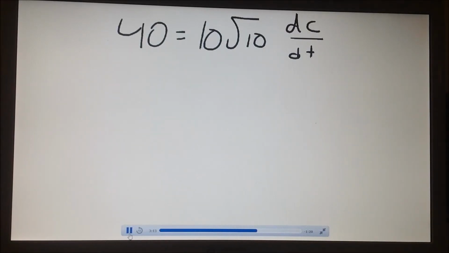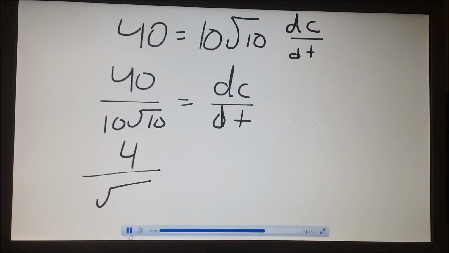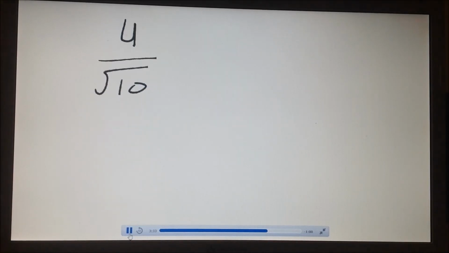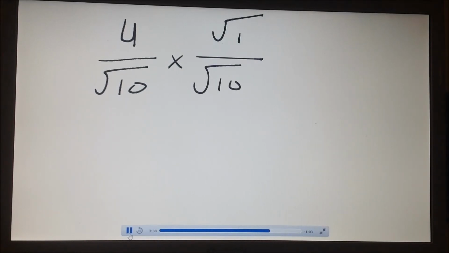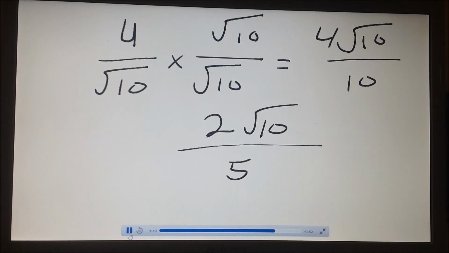Now you're going to solve for dC/dt. All you have to do is divide 40 by 10 square roots of 10. And then you simplify. So your final answer should be 4 over the square root of 10. If you want to rationalize this, you multiply both sides by the square root of 10. And you get 4 square roots of 10 over 10, or 2 over 5 square roots of 10.